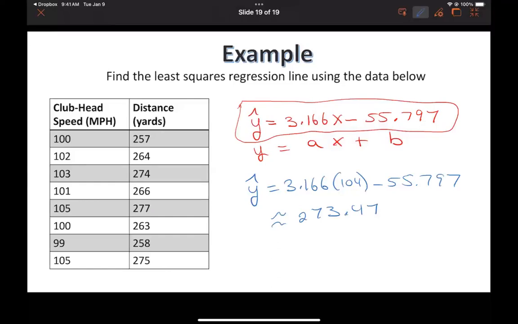Okay, I need to clarify. We're adding B, right? And B is negative in this example. Yes, because B is negative, I just changed it to subtraction, because subtracting a number is the same thing as adding a negative. That's math. Got it. Thank you. All right, thanks.